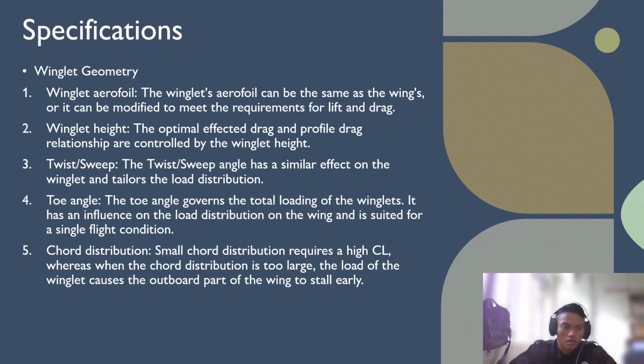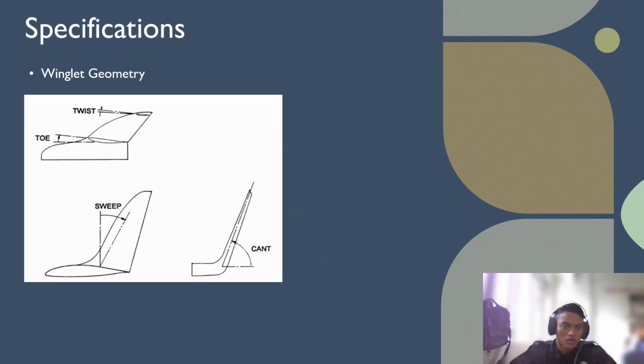Next, toe angle. The toe angle governs the total loading of the winglets. It has an influence on the load distribution on the wing and is suited for a single flight condition. Next, chord distribution. A small chord distribution requires a high coefficient of lift, whereas when the chord distribution is too large, the load of the winglet causes the outboard part of the wing to stall early. So we can see the figure of the specification of winglet geometry. Here the twist, toe, sweep and cant.